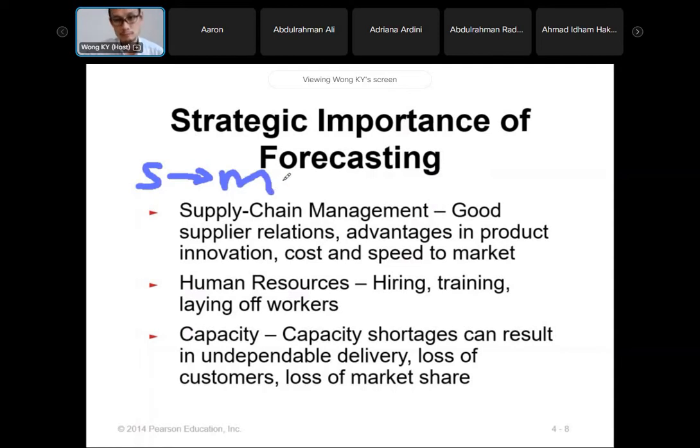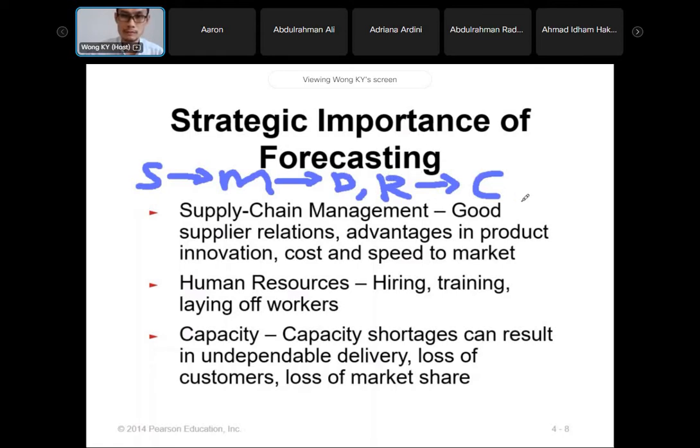The manufacturer will manufacture the product. After that, the product will be sent to either the distributor or the retailer. After that, the retailer will then sell the product. Eventually, it will reach the customer. This whole thing is known as supply chain. So this is a chain from supplier to manufacturer to distributor, retailer, and finally the customer.